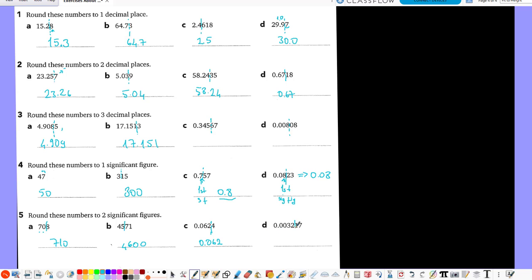And this one is going to be equal to 0.0032, and after the boundary here, if you have less than 5, you are going to leave it like that. You can write two zeros, but at the end, if you write 2 zeros, it is not written, and this is going to be the end of this lesson.